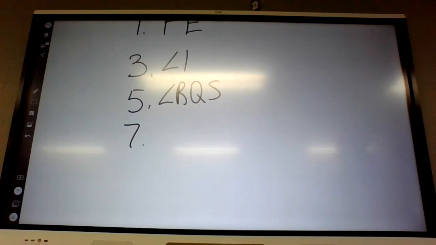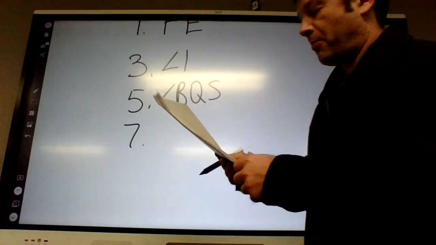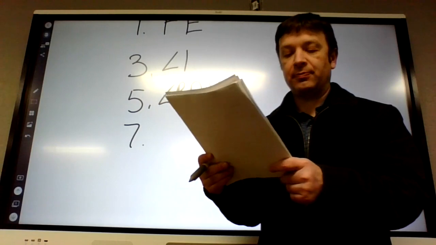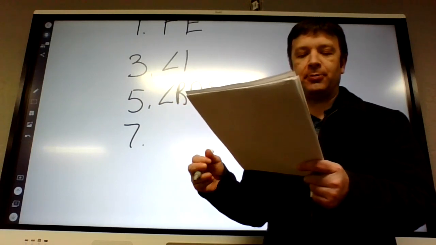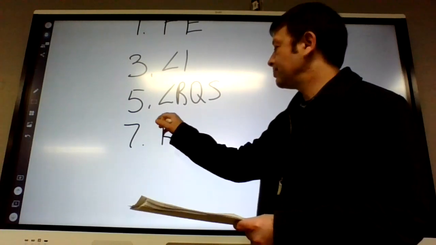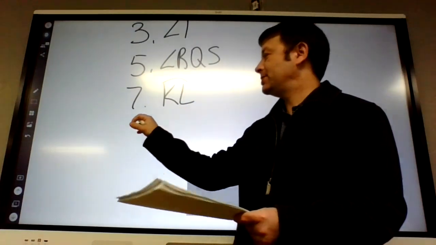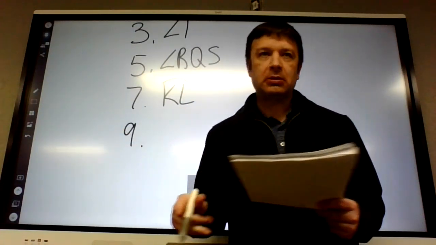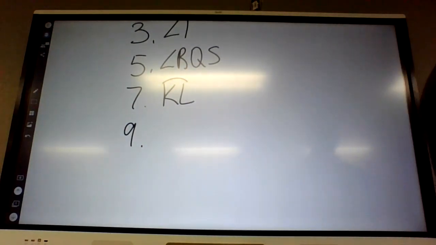Alright, Xander, angle KQL goes with what arc? JK. No, it doesn't? Wait. KQL. Oh, KL. I thought it was KJ.